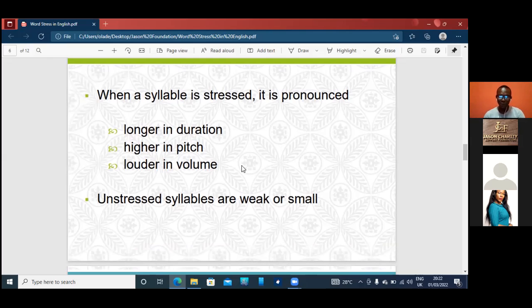Yes, please continue reading. Unstressed syllables are weak or small. Good. So unstressed syllables are weak or small. And it is certain that the schwa sound is constantly unstressed. The weakest sound or the shortest sound in the English language is the what? The schwa sound. Okay, the inverted E.